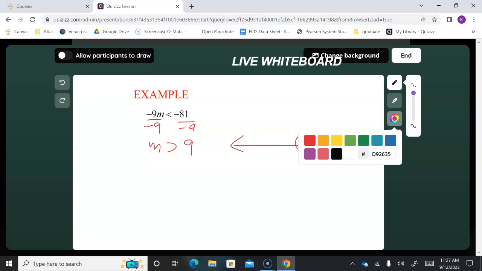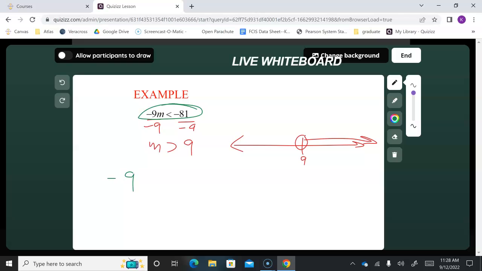Let's take 10 and plug it into our original equation. And it's important that we pick not our critical value, but one that's in the solution set, beyond it, greater than or less than it. So I pick 10. If 10 is in my solution set, it should make this statement true. Is negative 90 less than negative 81? Yes. So I know it's good.